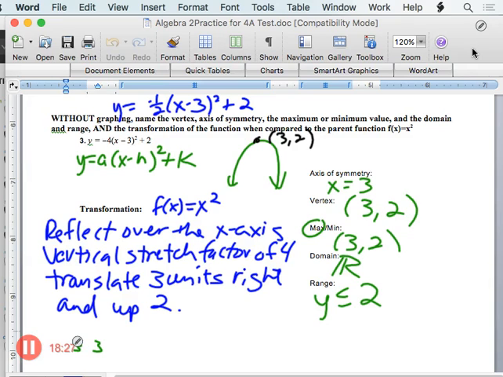Good. Okay. Because we got to do the word problems next.